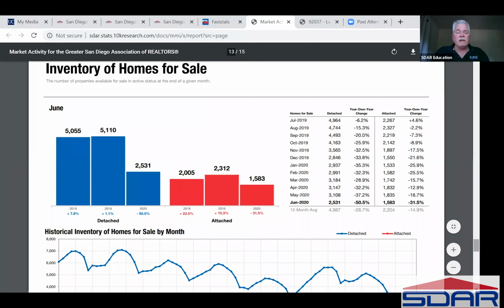Inventory of homes for sale. Boy, look at that. 2020, not looking good. Half. Not looking good. Okay, so we don't have enough inventory, and so when I go on a listing appointment, I tell the seller, we don't have enough inventory.